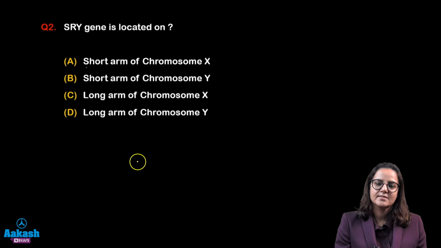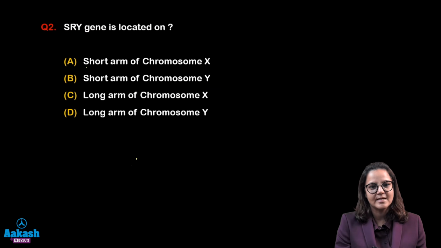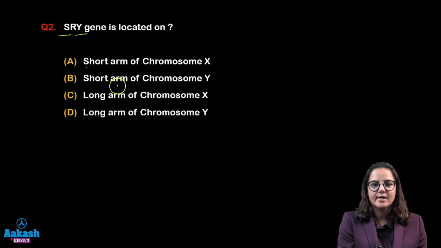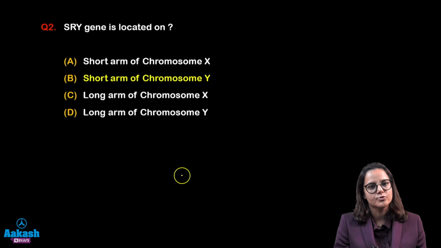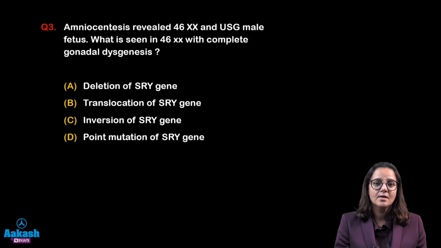Going to the second question, SRY gene is located on, so the answer lies itself in the question, S and Y. So it is located on the short arm of chromosome Y. Another question, they were fixated with this SRY gene in this exam.